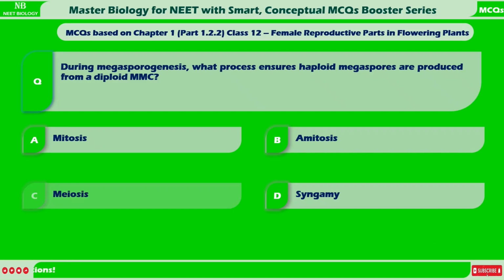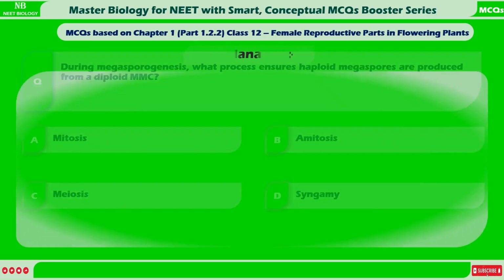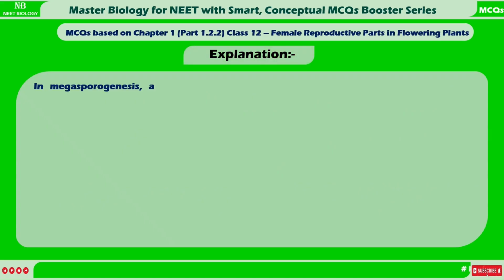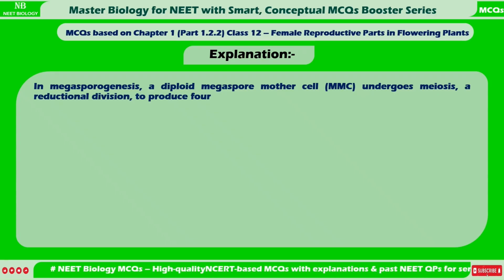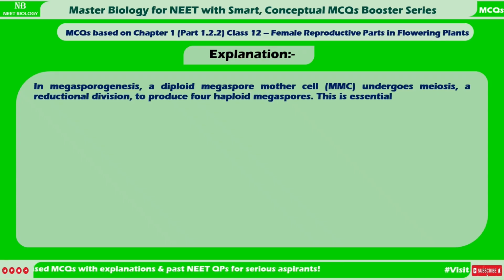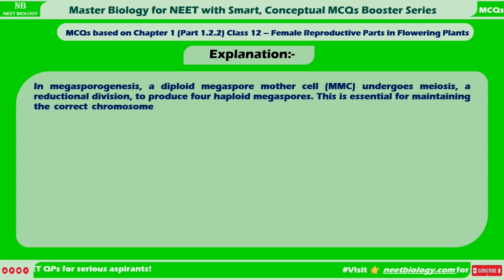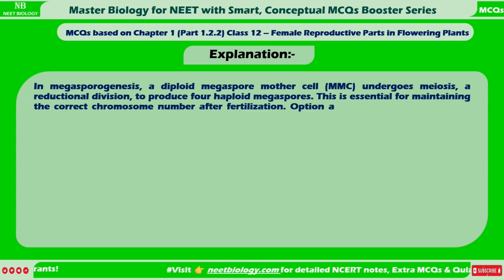Correct answer is C. Meiosis. Explanation. In megasporogenesis, a diploid megaspore mother cell, MMC, undergoes meiosis, a reductional division, to produce 4 haploid megaspores. This is essential for maintaining the correct chromosome number after fertilization.